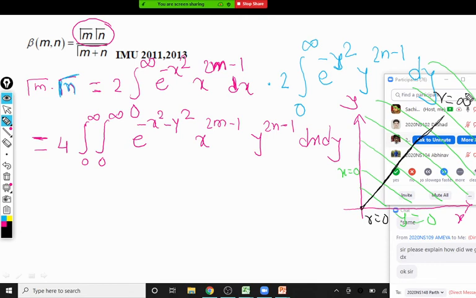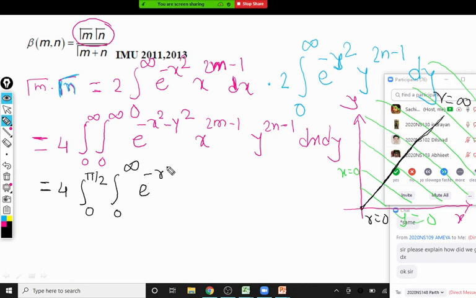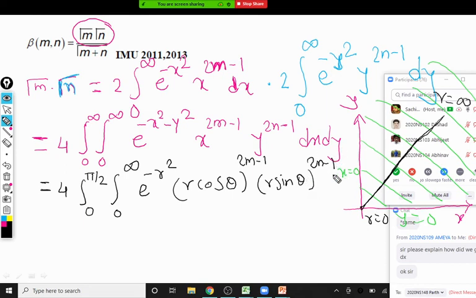So if we transform this double integral from Cartesian to polar, the next step becomes 4 as it is. It's 0 to pi by 2, 0 to infinity, e raised to minus r square. Value of x is r cos theta, raised to 2m minus 1. Value of y is r sin theta, raised to 2n minus 1. And the value of dx dy is r dr d theta. So this is just transformed from Cartesian to polar.